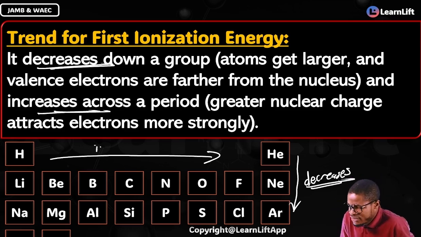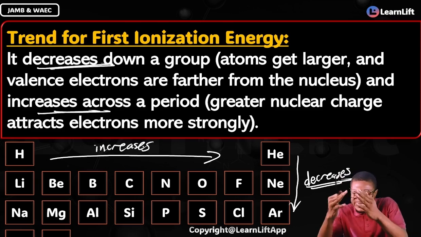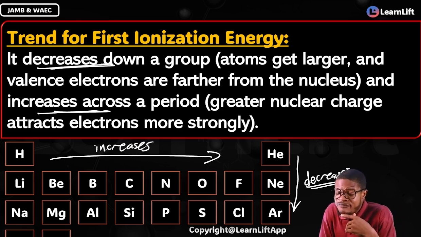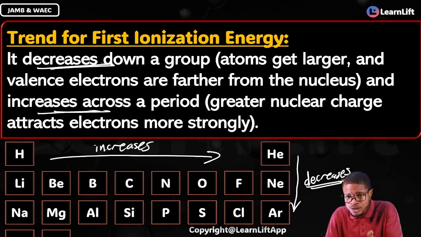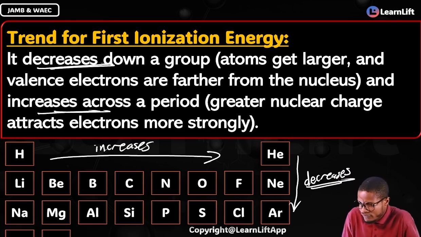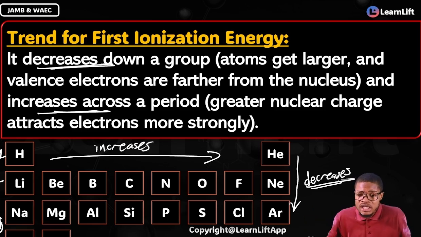So it increases across the period, and it decreases down the group. Why is it that first ionization energy will decrease down the group? I like not to forget this: as you are coming down the group, maybe your period 1, your period 2, your period 3, your period 4, and so on and so forth. What happened there? Down the group, you can see that the number of shells is increasing.